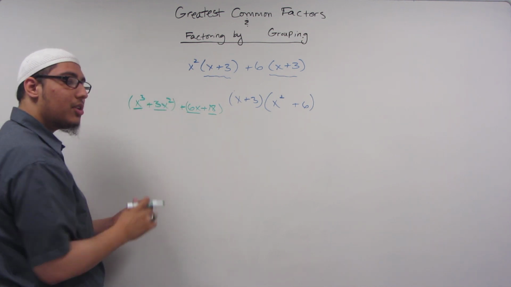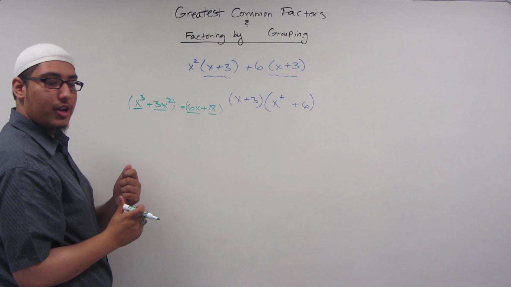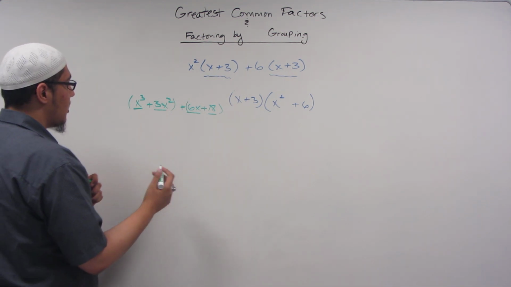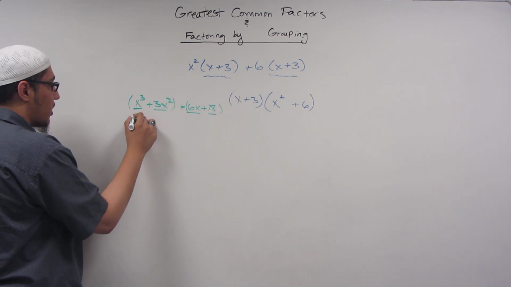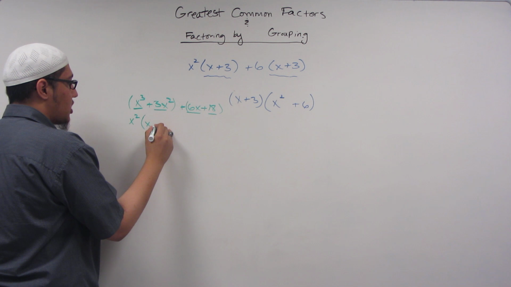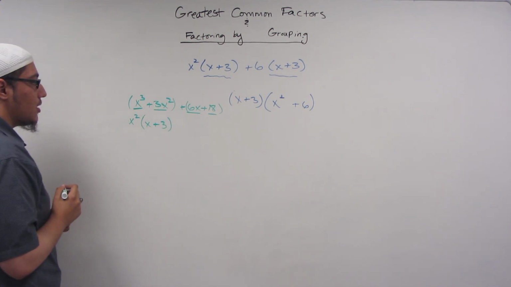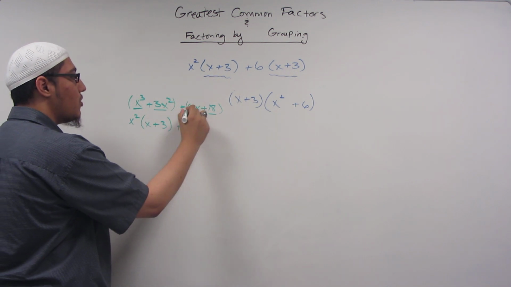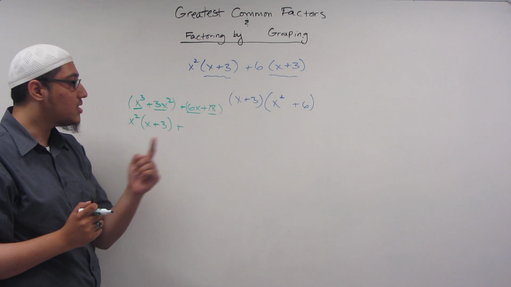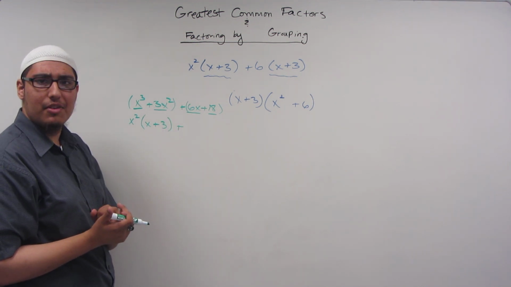Again, remember, the variable with the lowest degree or the lowest exponent should be your greatest common factor. So let's factor our x squared out. That leaves us with x squared times x plus 3. Plus, can we factor out anything from here? Well, it seems like 6 can go into itself once, and 6 can go into 18 3 times. Therefore, 6 is the greatest common factor.